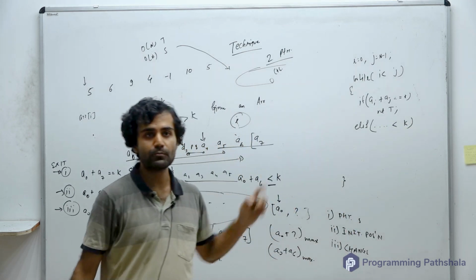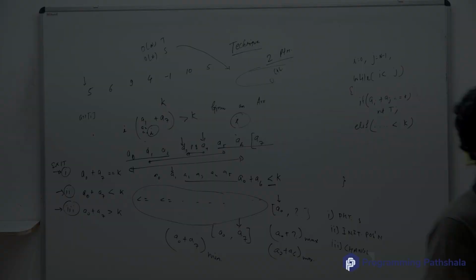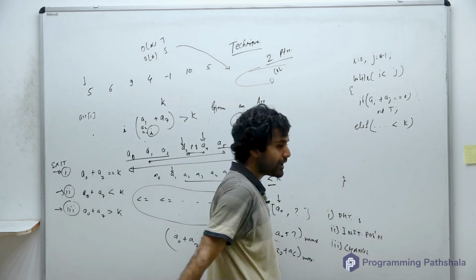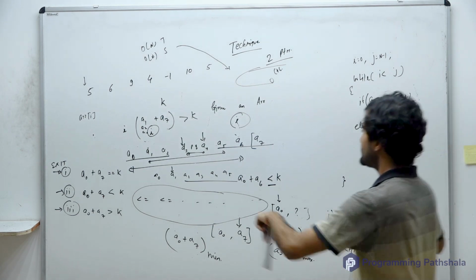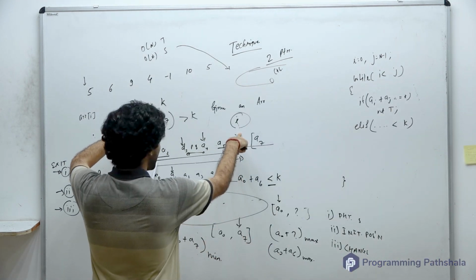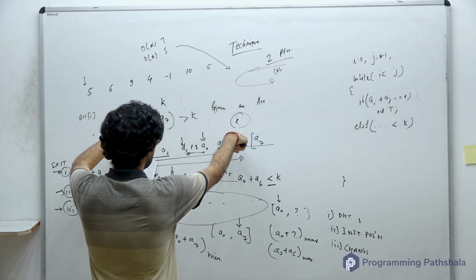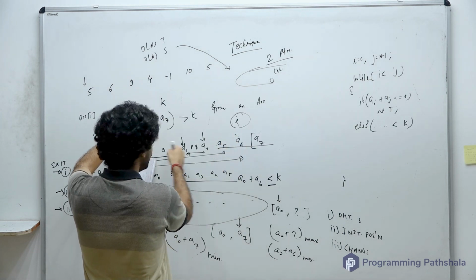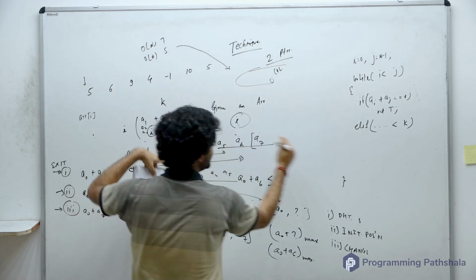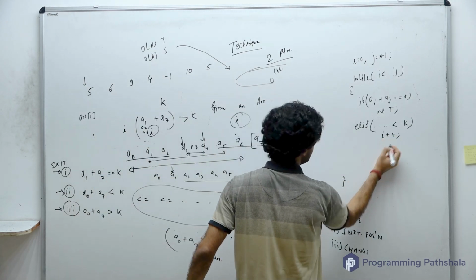If it happens to be smaller than k, what will you do? Which pointer will you change? You will change i, right? Because of the same reason: if the sum of ai and aj happens to be smaller, then this element happens to be useless, because this along with all of these will make an even lower sum. So I'll change i. So I'll do i plus plus.